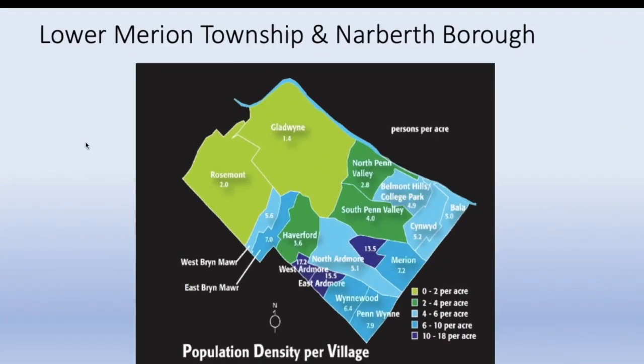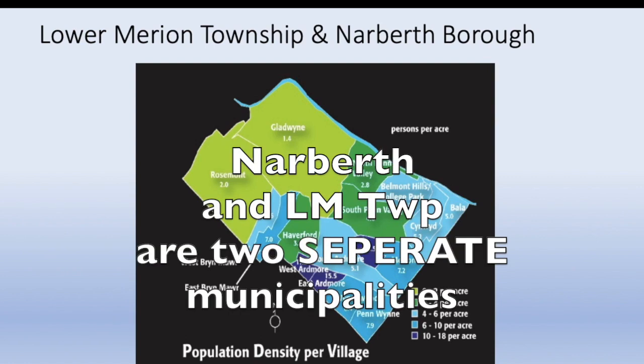Before we get started, I figured I'd take a look at a map of Lower Merion Township and Narberth Borough. Lower Merion School District services both Lower Merion Township and Narberth Borough. They are actually two separate municipalities. As you can see right here, this is population density per village or per neighborhood. This is Narberth Borough, this area right here, and it's got a very high population density. So Narberth is its own independent borough.